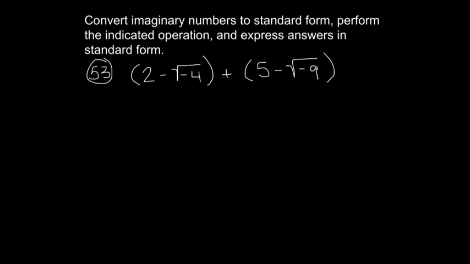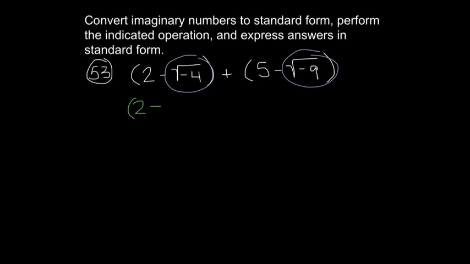For these ones, we're asked to convert the imaginary numbers to standard form, perform the indicated operation, and express the answers in standard form. Well, the imaginary numbers here would be the square roots of the negatives. And to take the square root of a negative, you're basically just taking the square root of the number as if it were positive, and then being sure to include the i to indicate that it was a negative.